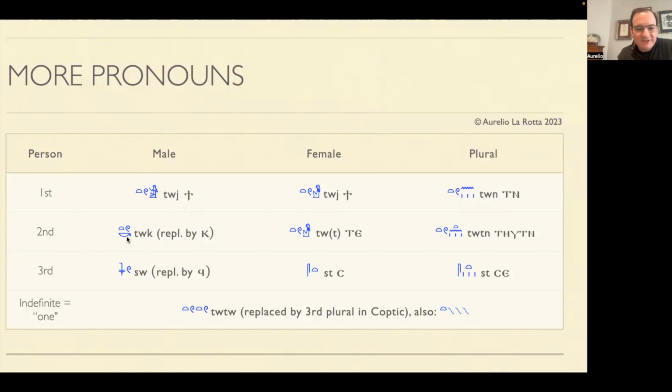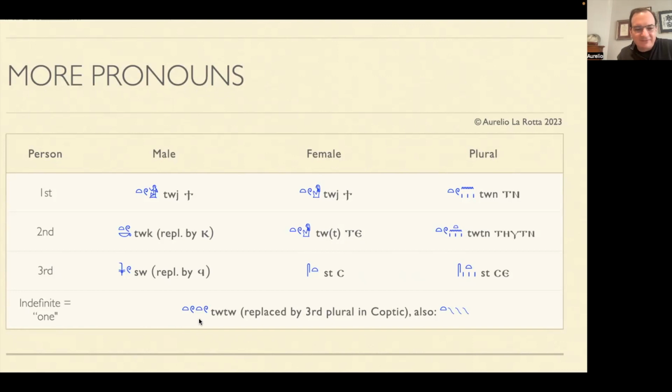Second person, tuk, and tut originally for the female variant, but the T has fallen off. So in reality, this is probably pronounced te, and it's written the same way as the first person singular. So you can't distinguish them when writing in Late Egyptian. The second person plural, you plural, would be tuten. And then we just covered the third person. We had that before: su, set, and set with plural strokes.